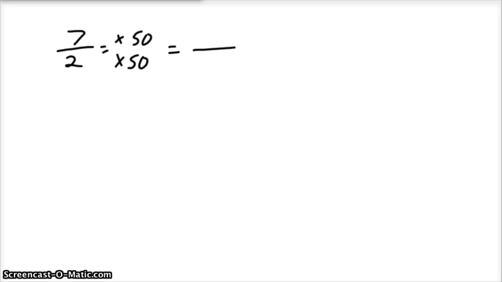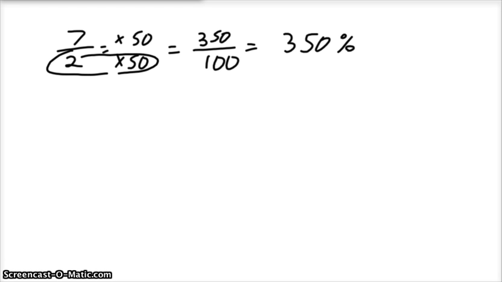Let's do, ooh, this is good. 7 over 2, we have an improper fraction. So I know if I multiply by 50, then I'm going to get 100 on the bottom, and 7 times 50 is going to equal 350. 35, 7 times 5, and that's going to equal 350%. Okay? So again, the real easy step is to remember, get your denominator to equal 100, and that's how you find your percentage.